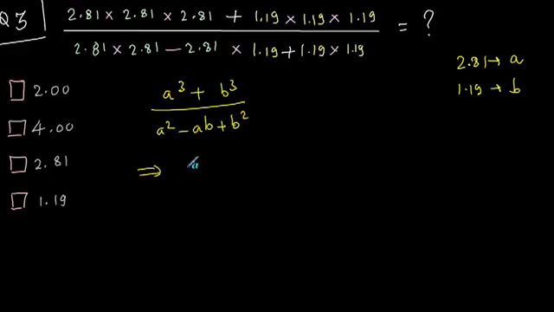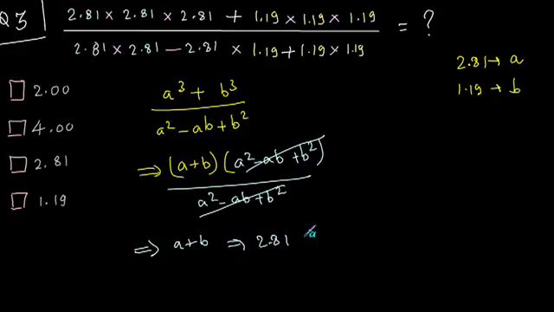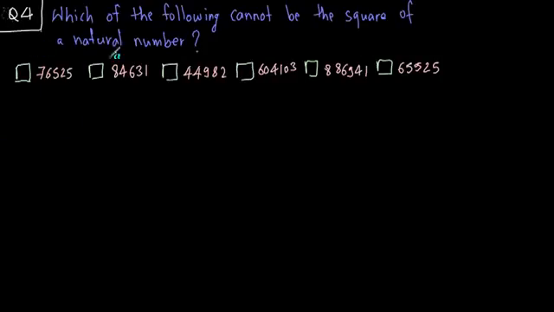A cubed plus B cubed is A plus B into A squared minus AB plus B squared, divided by the denominator A squared minus AB plus B squared. Now these terms get cut out and you remain with A plus B. Now A is 2.81 and B is 1.19. So 2.81 plus 1.19, and you get the answer as 4.00. So the correct option is this one. Well, that was easy. Let's move on to question 4.